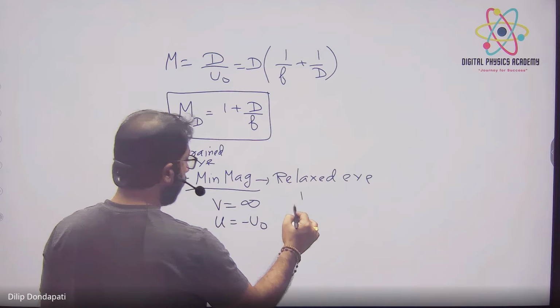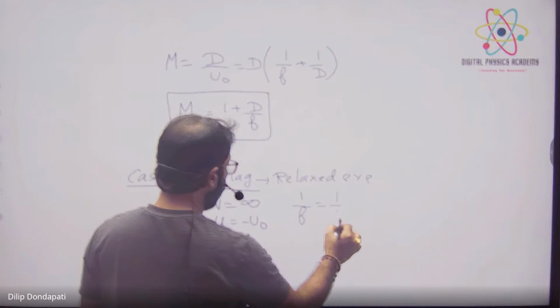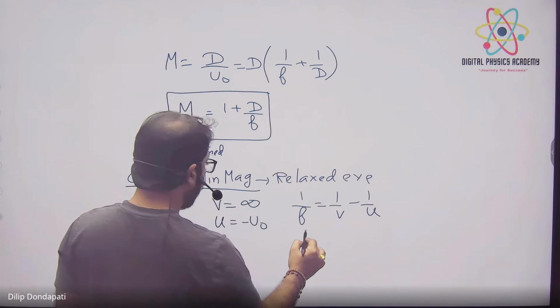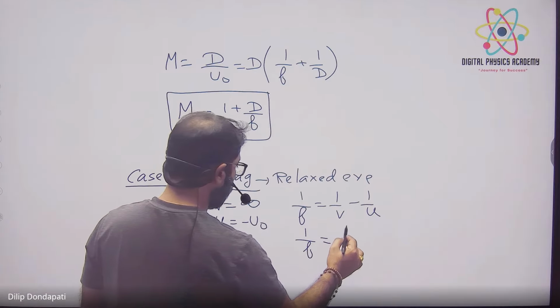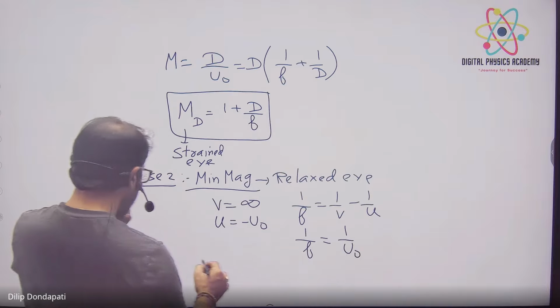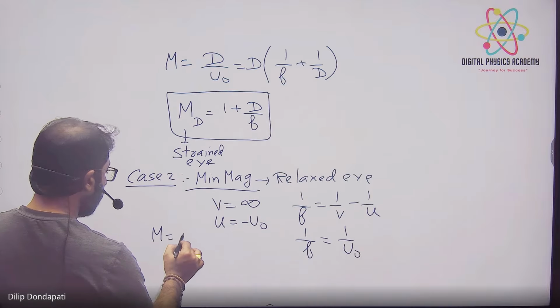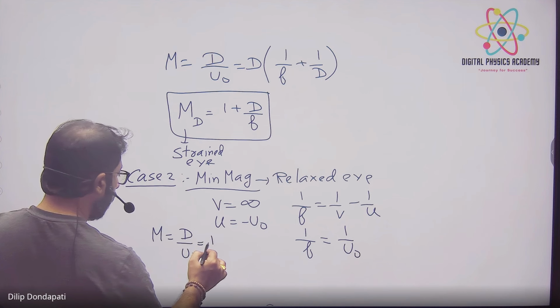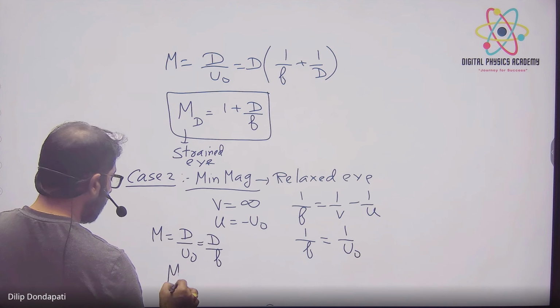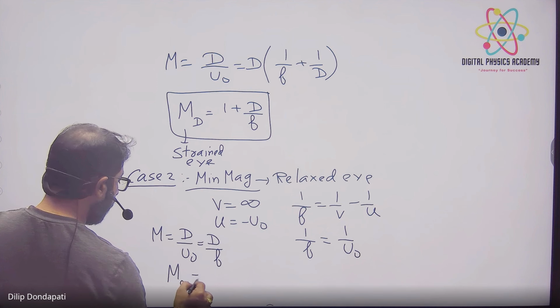Use the formula 1 by F is equal to 1 by V minus 1 by U. So 1 by F is equal to 1 by infinity, which is 0, minus of minus, plus 1 by U naught. So we get 1 by U naught. What is the minimum magnification? The general formula is D by U naught, so it is D by F. This is the magnification at infinity, D by F.